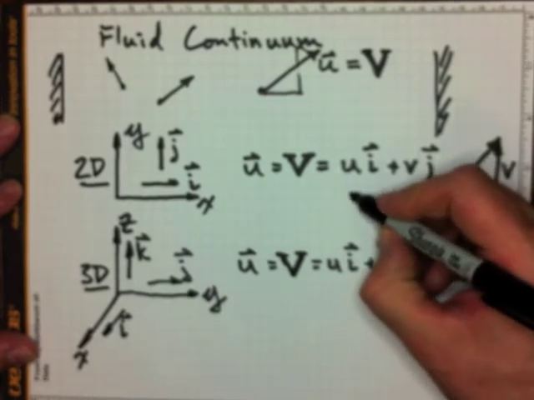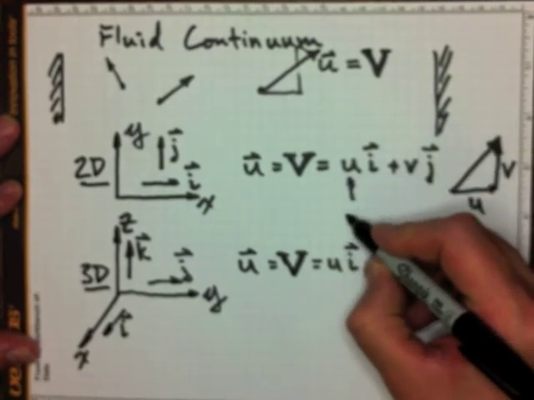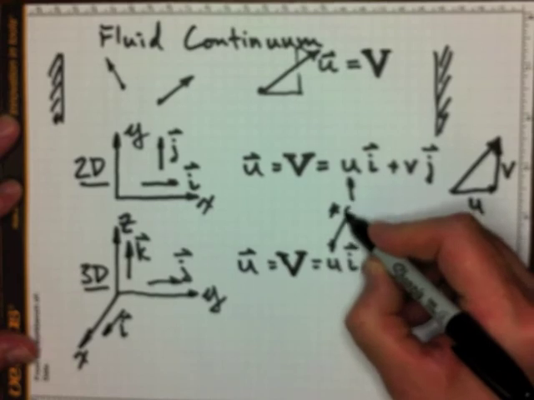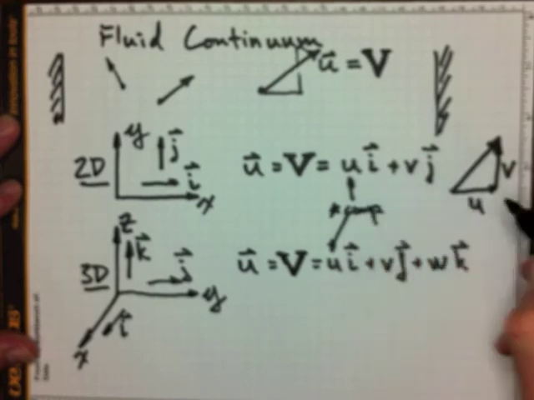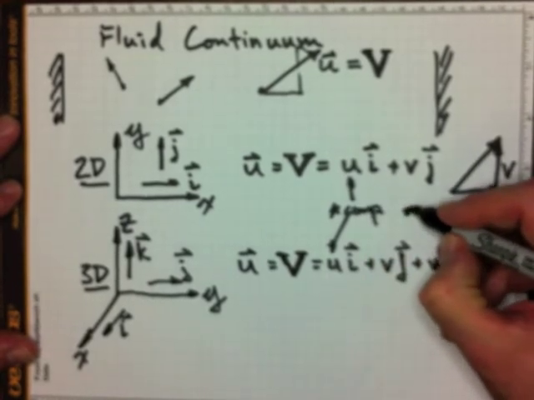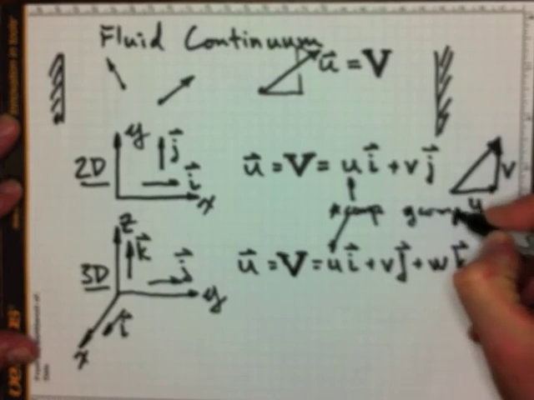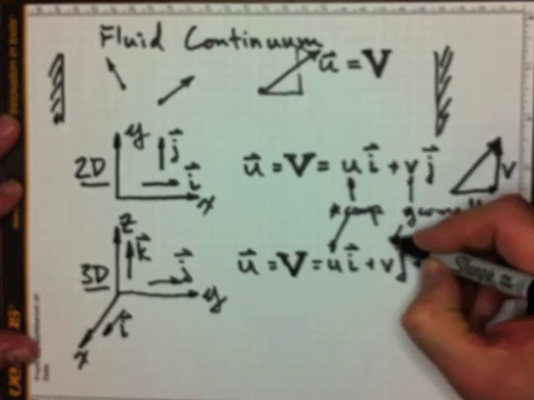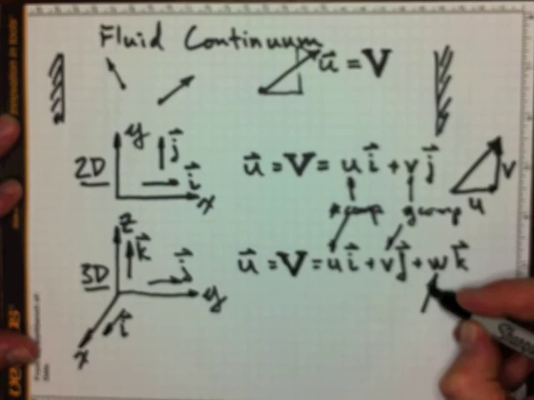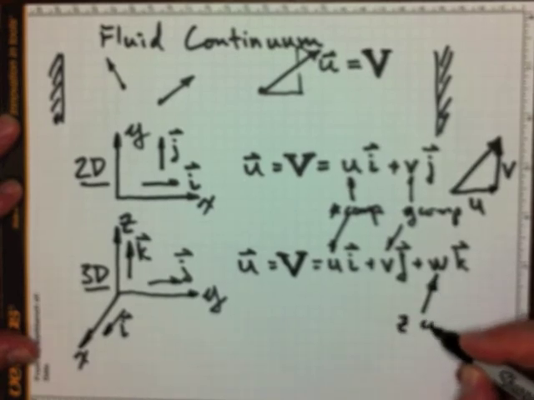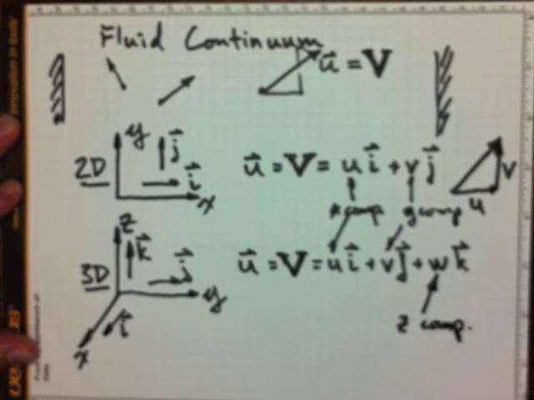And each of these are components. So that's the x component. Here's the y component, the v, and that's the z component. And we can conserve momentum in each of the 3 different cardinal Cartesian directions separately.